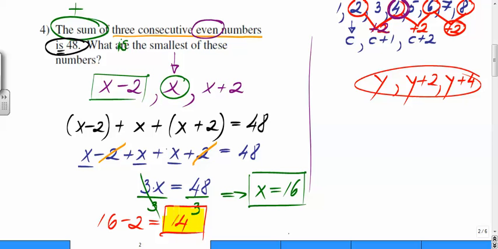And I just showed you one way to solve it. Once again, if you choose to go with this way, setting your small number as y, the next one y plus 2, the next one y plus 4, then you will be able to solve for y and basically find that your y is also 14. Okay, one more problem.